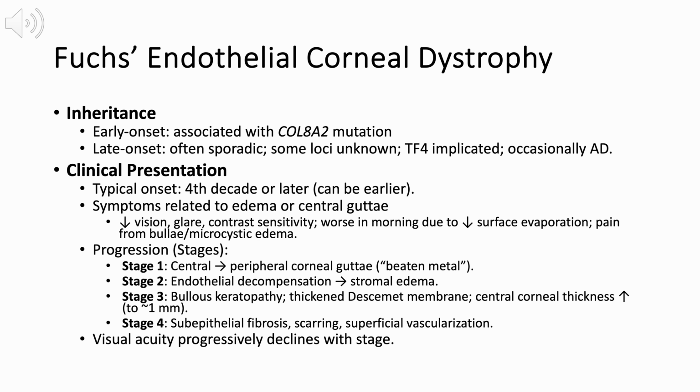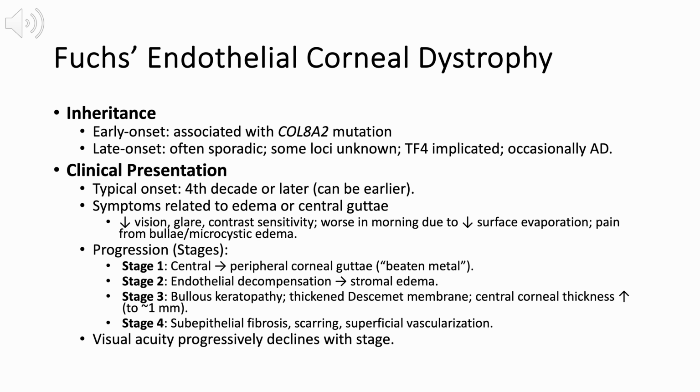We will finish this chapter by discussing the dystrophies that occur at the deepest level of the cornea, the endothelium. These include Fuchs, posterior polymorphous corneal dystrophy, and congenital hereditary endothelial dystrophy. Fuchs endothelial corneal dystrophy can appear in both early and late onset forms. The early onset type is associated with the COL8A2 mutation, while the late onset type is usually sporadic.